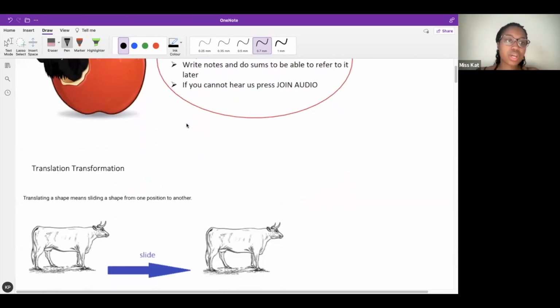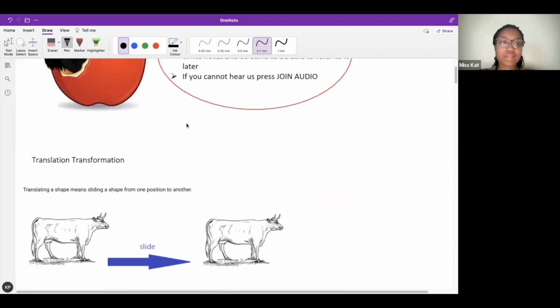Translation is moving left, right, as well as up and down. We're going to get a set of rules that will help us determine where the new shape is and how to move it. As you can see over here, the card depicts very nicely what we mean when we say translating. It goes from one place to the other.